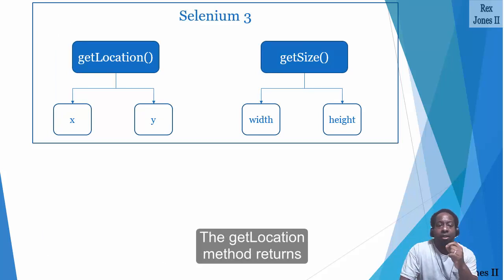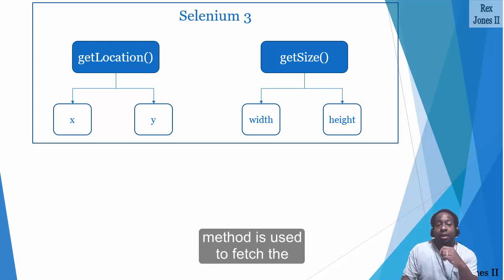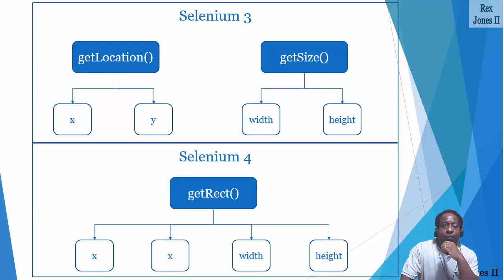The getLocation method returns X and it returns Y, while the getSize method is used to fetch the width and height. With Selenium 4, the new getRect method is a combination that gets the X coordinate, Y coordinate, width, and height. In this video, I am going to show you all three methods: getRect, getLocation, and getSize. Then compare getRect to see if it returns the same values as getLocation and getSize.